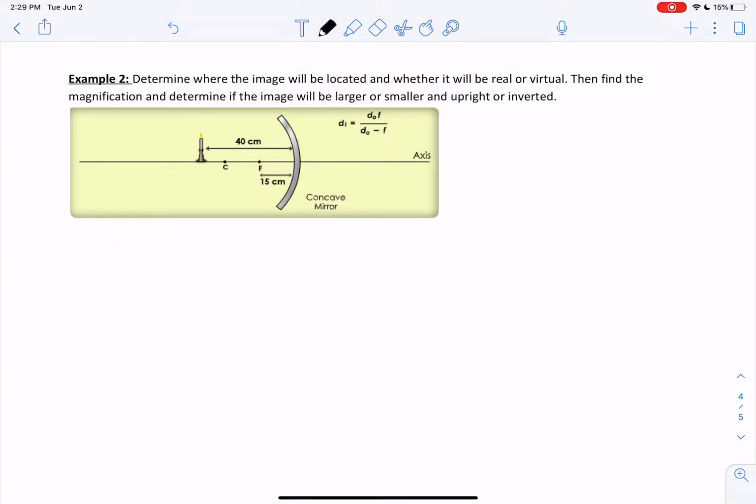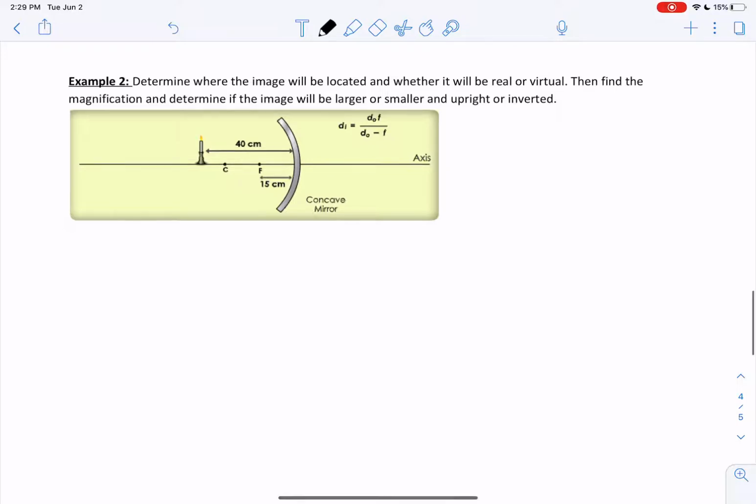Okay, so determine where the image will be located and whether it will be real or virtual. Then find the magnification and determine if the image will be larger or smaller and upright or inverted. Okay, let's start. So we're going to start the same way.